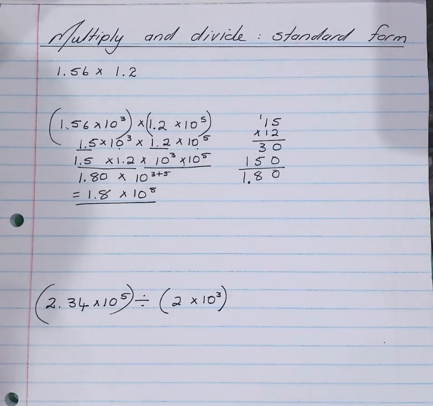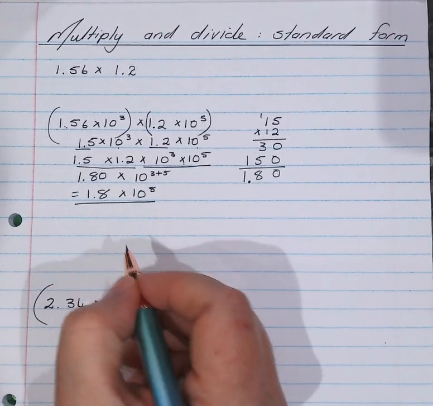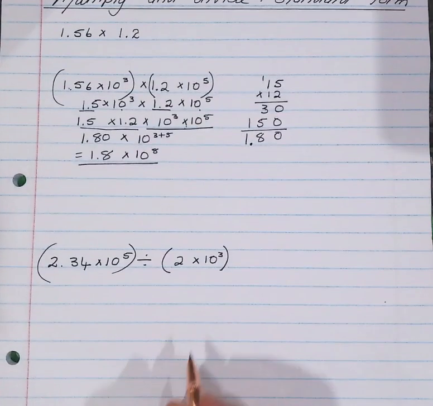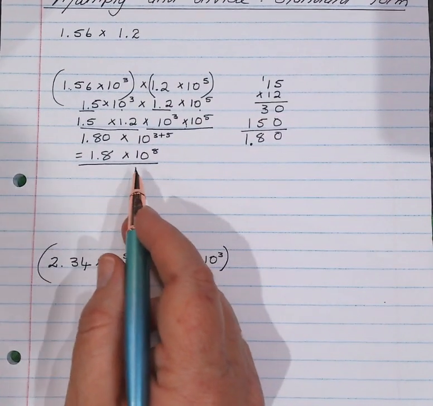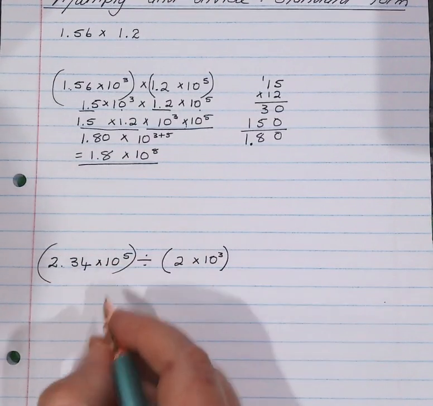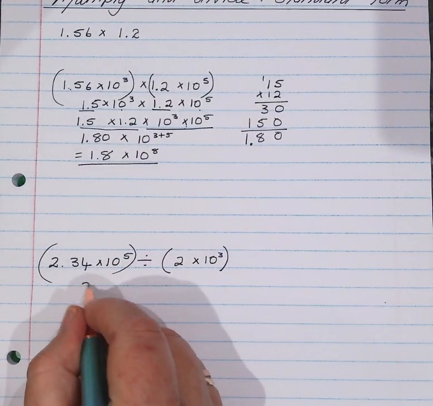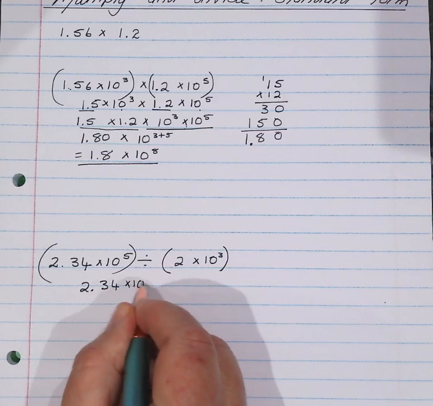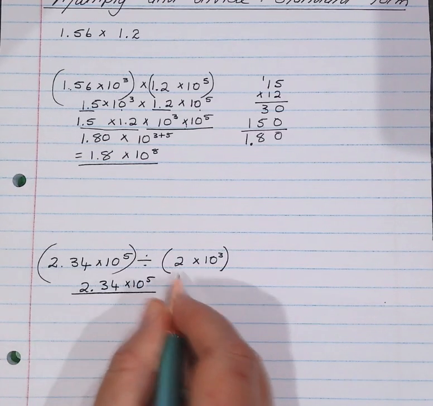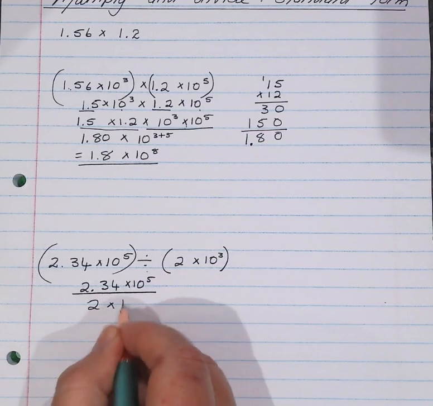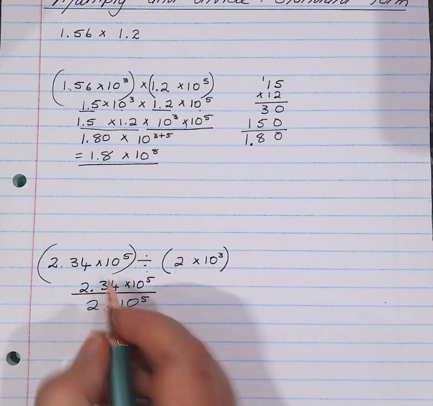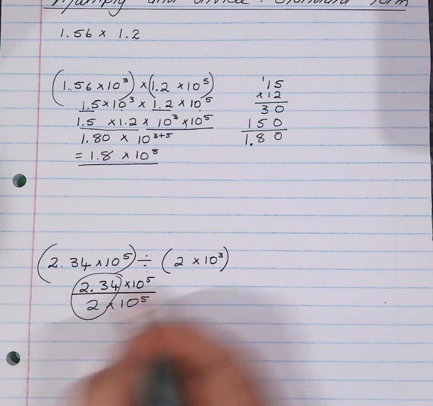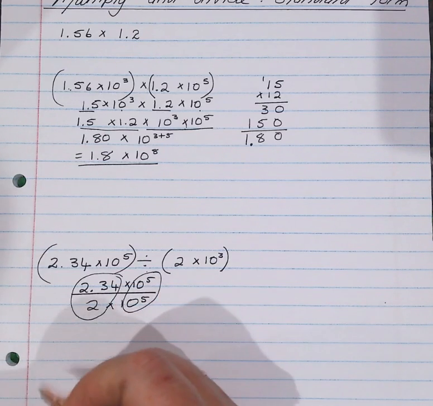Easy peasy, right? I'm going to explain that to you, because you must always make sure the answer is in standard form. Division, you're going to write as a fraction, 2.34 times 10 to the power 3, divided by 2 times 10 to the power 5. So then you divide those two and you divide those two.